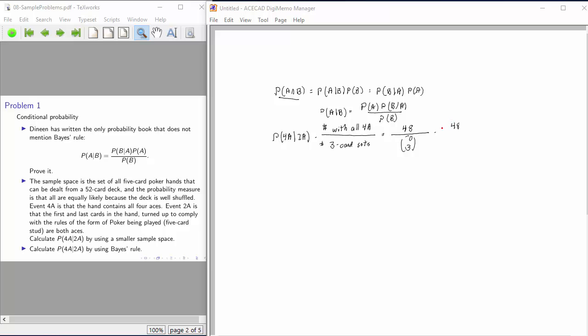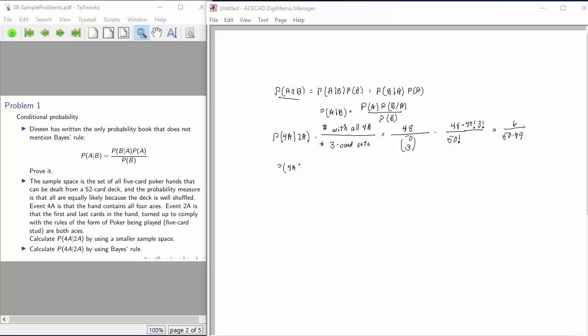I've got 48 divided by 50 choose 3, as 50 factorial in the denominator, 47 factorial times 3 factorial in the numerator, and that works out to 3 factorial, or 6, over 50 times 49. That's the easy way to do the problem. The hard way to do the problem is to use Bayes' rule.